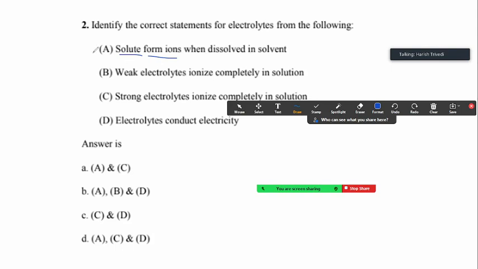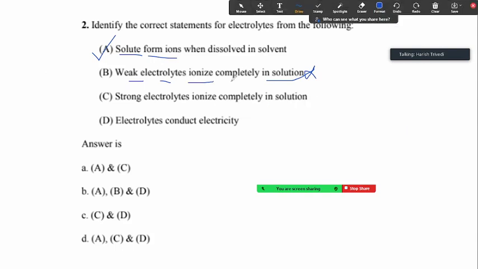Yes, it is correct. Then, weak electrolytes ionize completely in solution. No, it is not correct. We already discussed a weak electrolyte like CH3COONa, it will not dissociate fully. So this statement is wrong. Then the third statement is strong electrolytes ionize completely in solution. Yes, a strong electrolyte is completely ionized. It is correct.